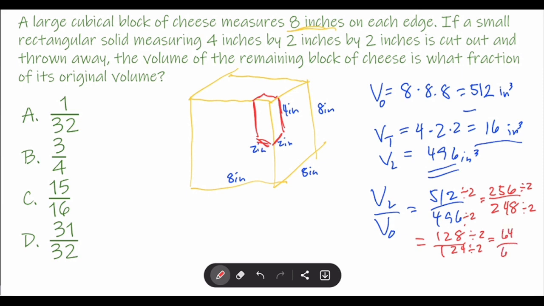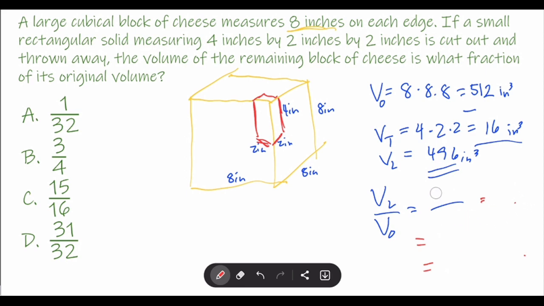Half of 124 is 62. And then they are still divisible by 2. So 64 divided by 2 is 32. Oh, I'm sorry. I have interchanged the values of the original and the one left. Let me rewrite that one. So it's 496 divided by 512. So we divide by 2.